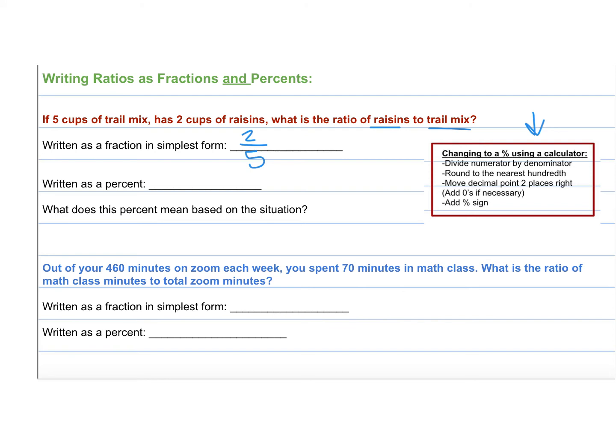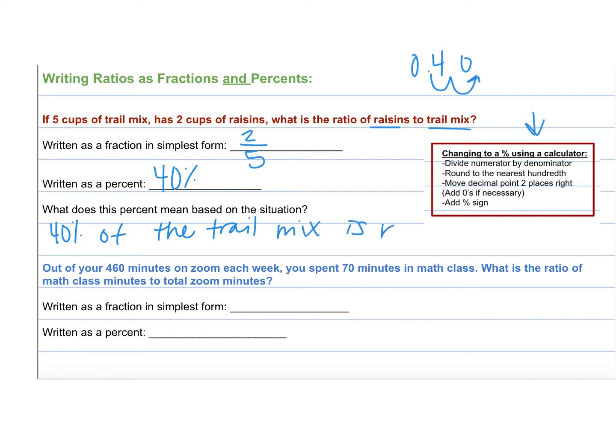So I got, I'm just going to write it up at the top here, that as my decimal. Then I'm going to move the decimal point 2 places to the right, 1, 2, add a 0 if necessary, and then add a percent sign, so 40%. What does this percent mean based on the situation? So since it was asking raisins to trail mix, it means that 40% of the trail mix is raisins. And that means then that 60% of it is the other stuff in the trail mix.